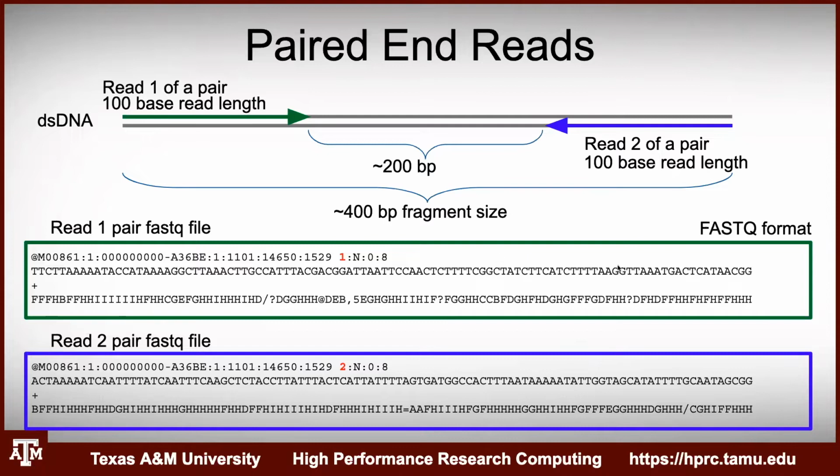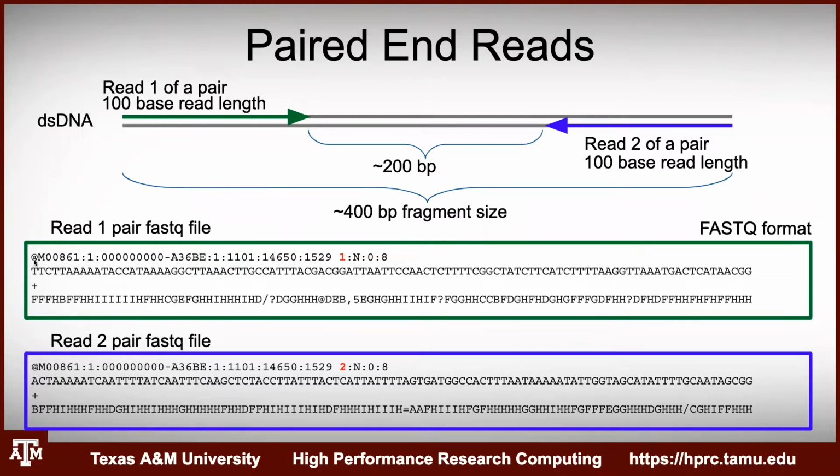So this is FASTQ format. This is what the reads look like in the text file after they're done sequencing. Have you guys had experience with FASTQs? Okay, so each read within the FASTQ file is made up of 4 lines, and there is a pattern.